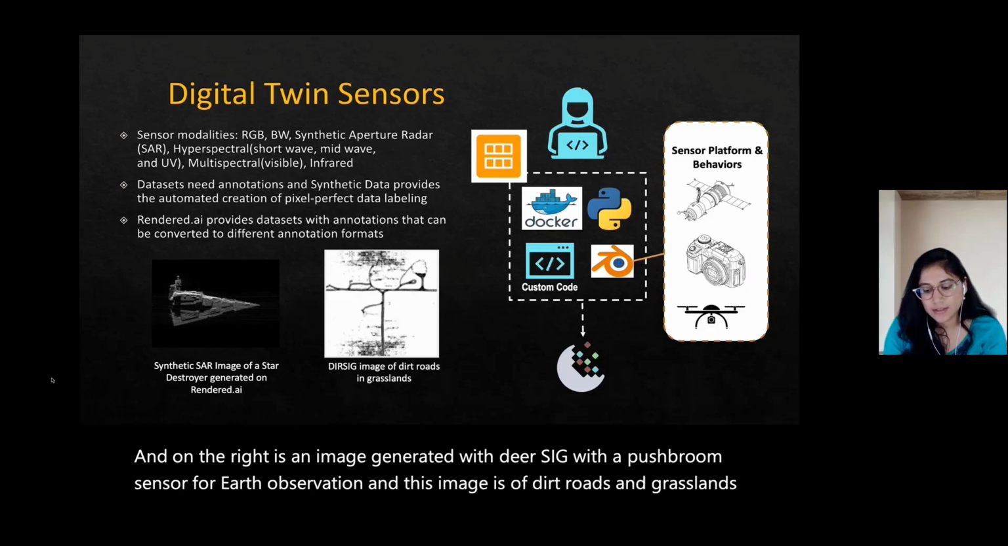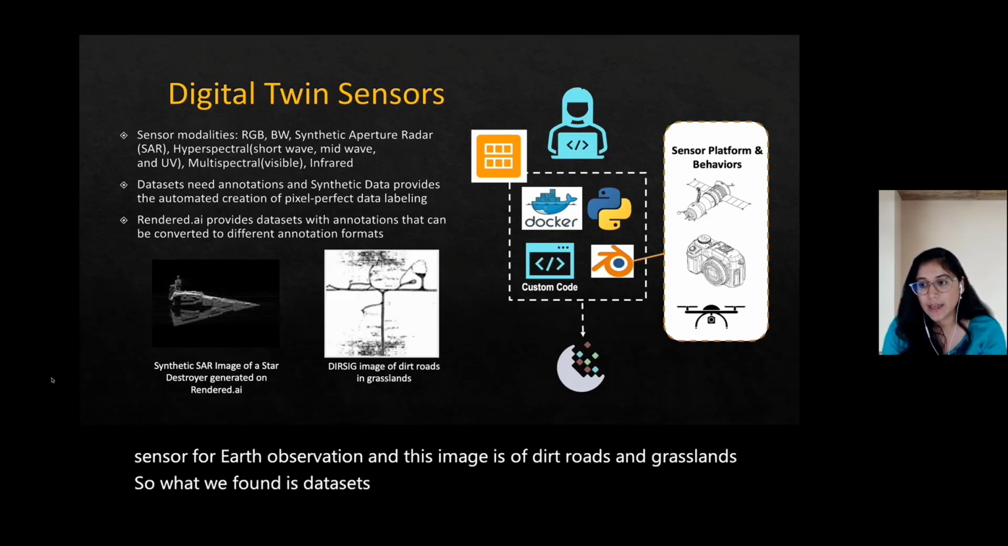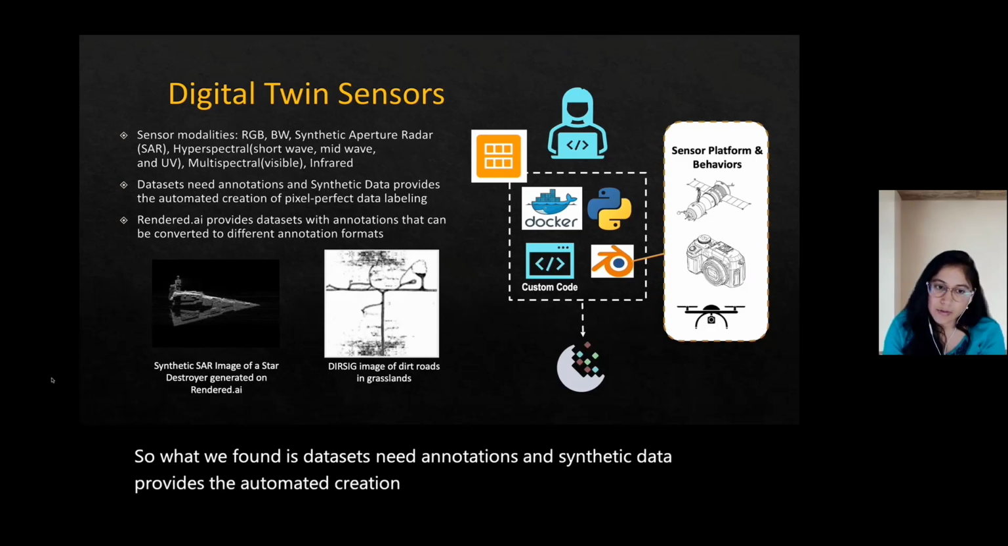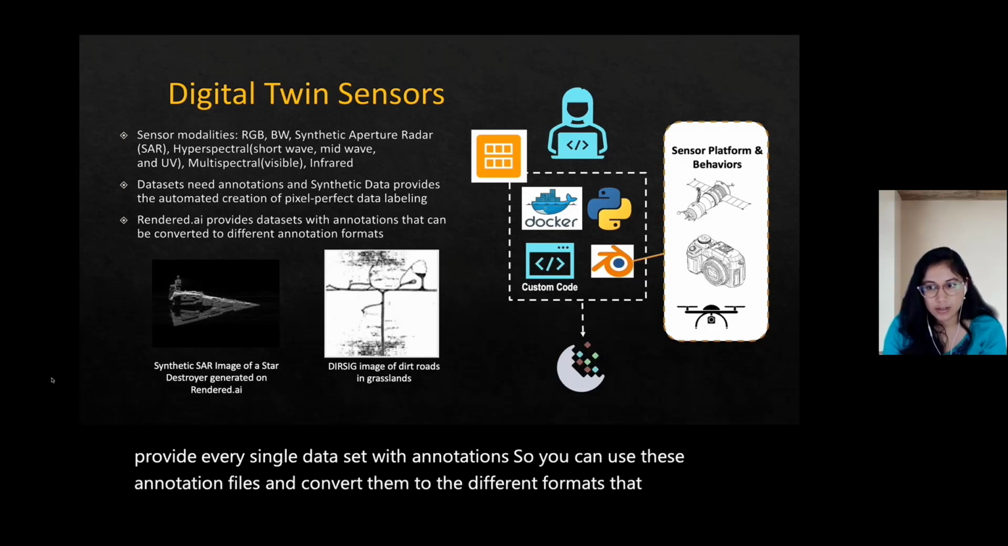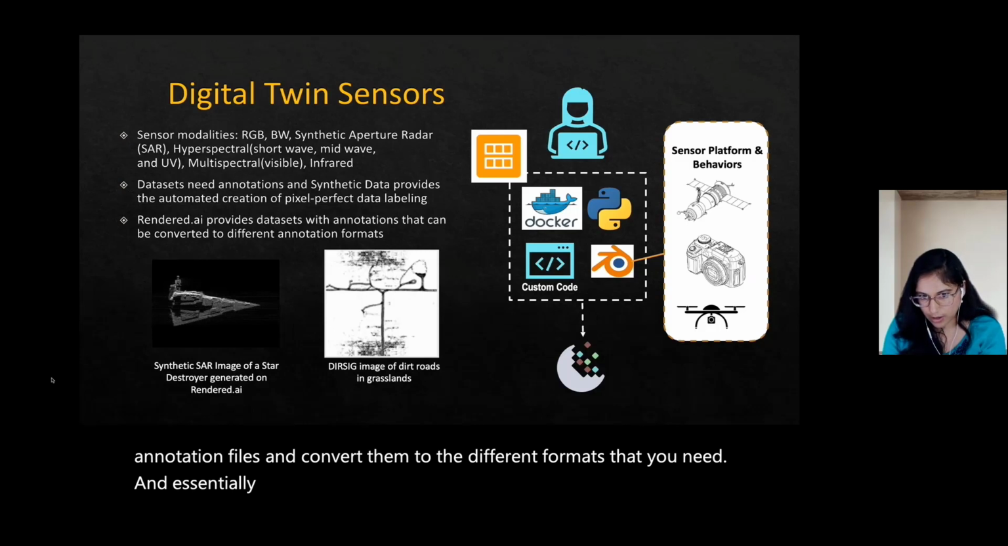So what we found is data sets need annotations, and synthetic data provides the automated creation of pixel perfect data labeling. So we provide every single data set with annotations, so you can use these annotation files and convert them to the different formats that you need and essentially know exactly where any object is within every single image.